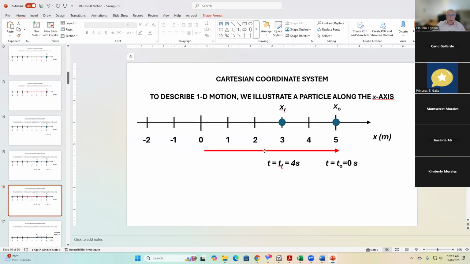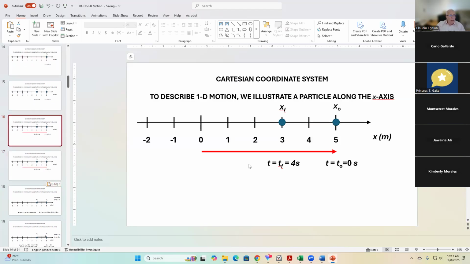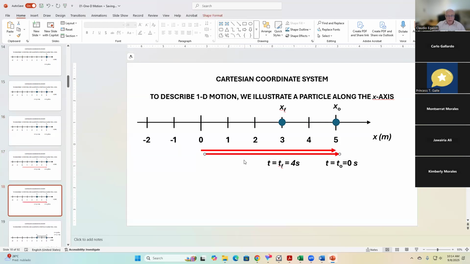I'm gonna put this vector here. Here is the initial vector position, going from the origin to the initial position of the object. And I'm gonna duplicate this slide. Initial position. And then I also have the final vectorial position, which is the vector that goes from the origin to the 3-meter position.